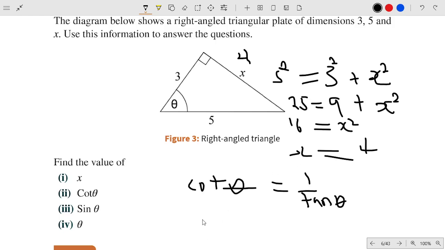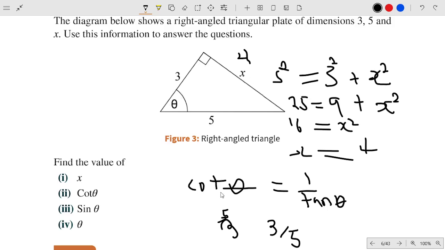Alright. Or simply, we know that cot is the reciprocal of tan. But tan is equal to opposite on adjacent. So tan will be 5 on 3. So cot theta will be equal to 3 on 5. Simple as that. Sine, opposite on hypotenuse. Opposite. This is the angle.